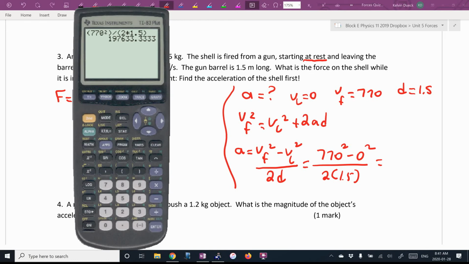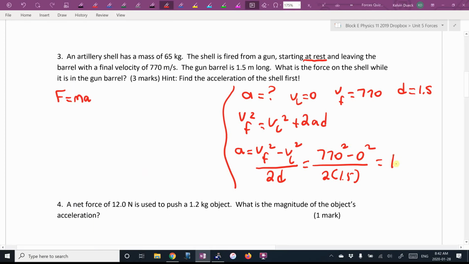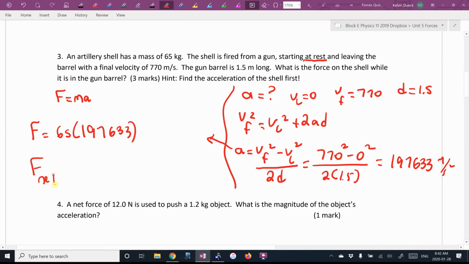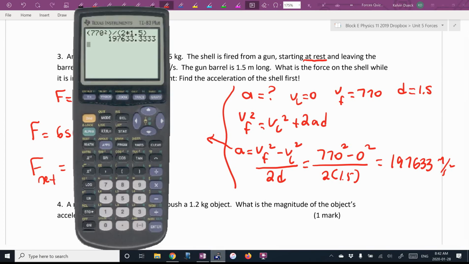I'm going to write 197,633 because I'm using this to find my next answer, so I don't want to round off. In fact, I'm going to use my answer button if I can. So 197,633 meters per second squared. And now I can walk over here and I can go F equals 65. I'm going to write 197,633, but you all know I'm going to use my answer button. The net force is going to be 65 times answer button. Y'all get 1, 2, 8, 4.